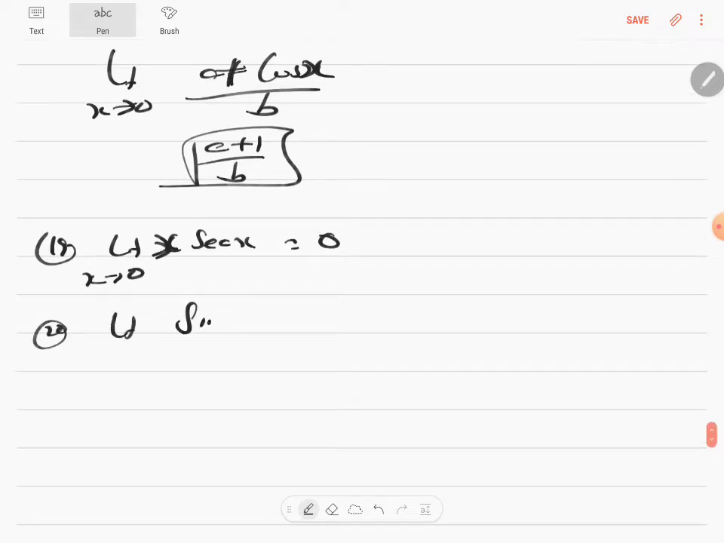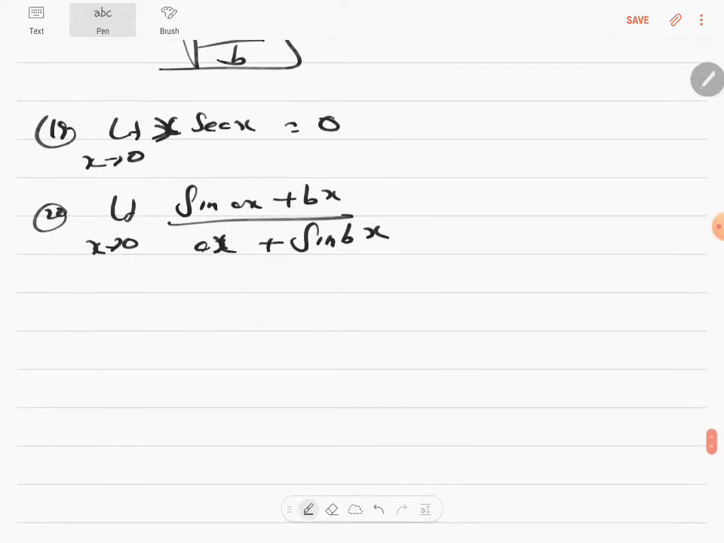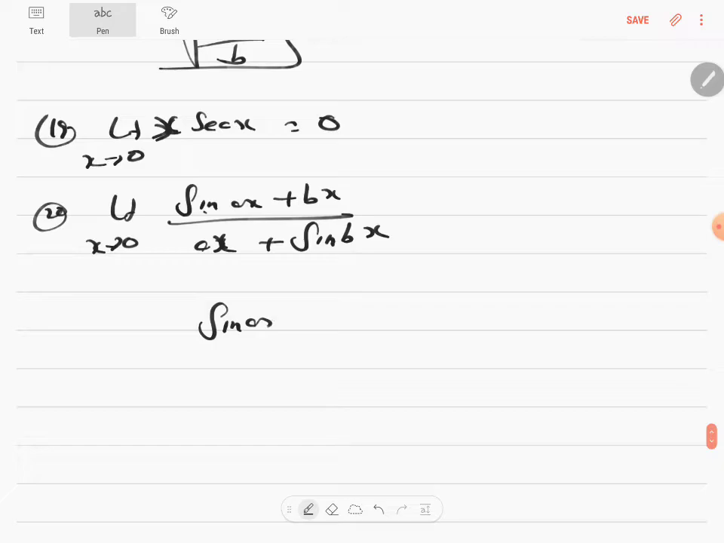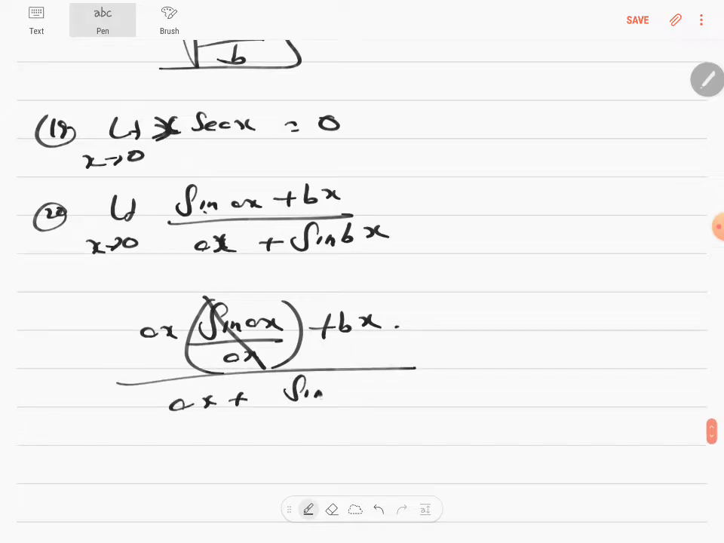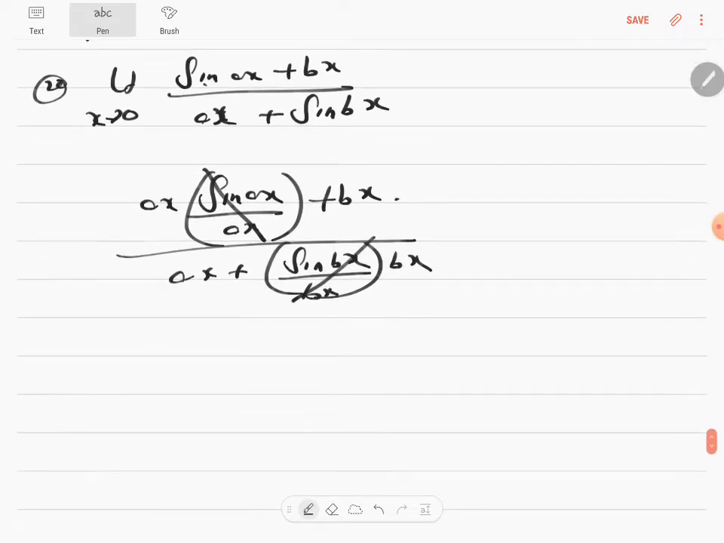Limit of sin ax plus bx by sin ax plus sin bx, where x tends to 0. The denominator is becoming 0, right? So you should use the sin theta by theta format, correct? sin ax is there, so you multiply and divide by ax. So this becomes 1. Plus bx, leave it like that. And sin bx by bx into bx, so this will become 1. So ax plus bx by ax plus bx, the answer is just 1. Correct? Everything is getting cancelled, no? Correct?